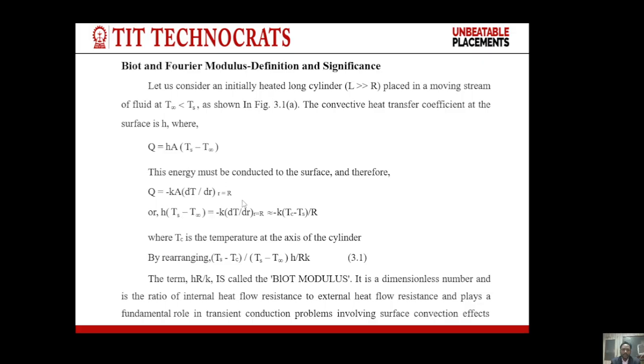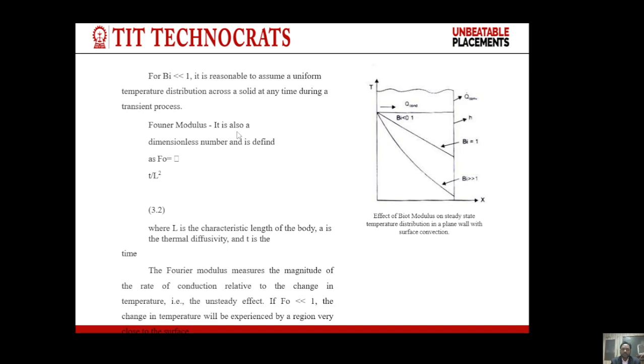It means the Biot number basically defines the term hR upon k. hR upon k is called the Biot modulus, a dimensionless number, and is the ratio of internal heat flow resistance to external heat flow resistance, and it plays a fundamental role in transient conduction problems. So what is the significance of the Biot number? If the Biot number is less than 1, then it is assumed that there is uniform temperature distribution across a solid. And another term is the Fourier modulus. So this is the temperature profile for the Biot number with respect to direction and temperature.